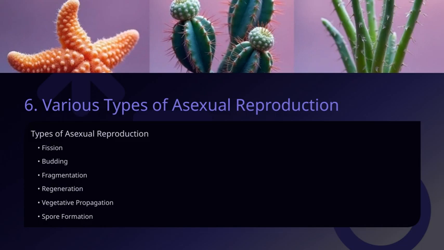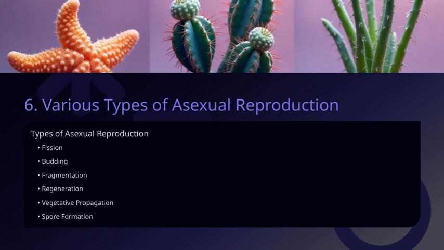This is a form of asexual reproduction seen in plants, where new individuals grow from parts of the parent plant, like stems, roots, or leaves. It's a quick way for plants to reproduce and spread without the need for seeds.